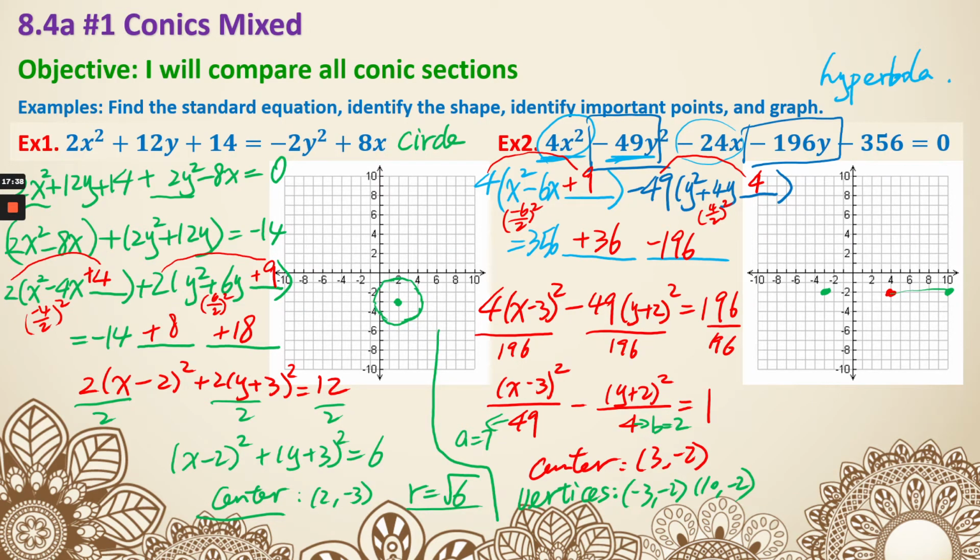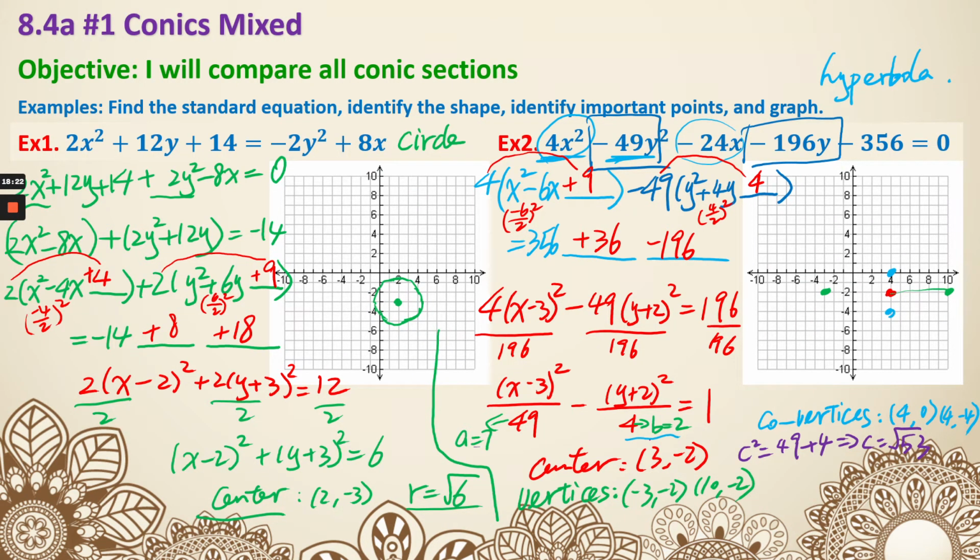Next, I'm going to identify my co-vertices. Since b is 2, I'm going to go up 2 and down 2. So co-vertices would be 4, 0, and 4, negative 4. I can also identify my foci, which is going to be slightly different. Since my a is 7 and my b is 2, c squared is a squared plus b squared. c squared is a squared, which is 49, plus b squared, 4. That means my c is going to be the square root of 53. But remember, you've got to count it from the center.